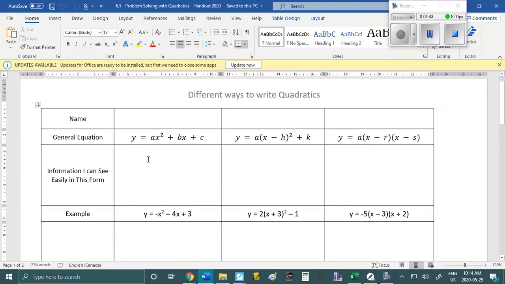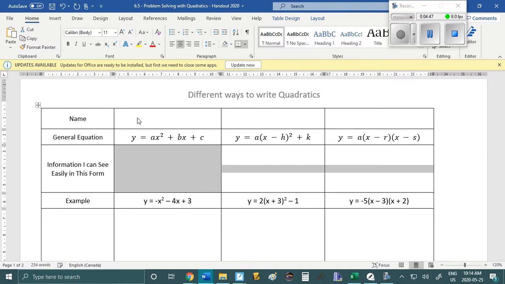All right, so I went into the Word version because it'll be easier for me to type things. I'm going to make the font size a bit smaller. Okay, so we've got standard form here.